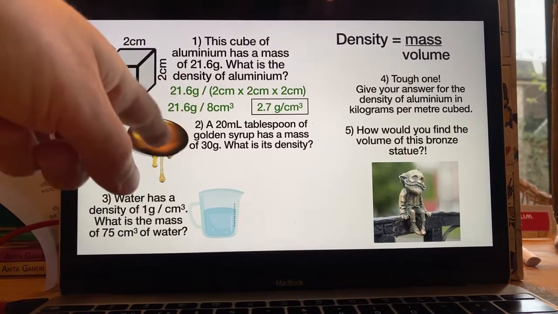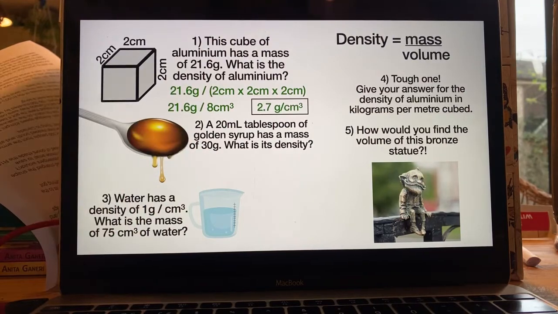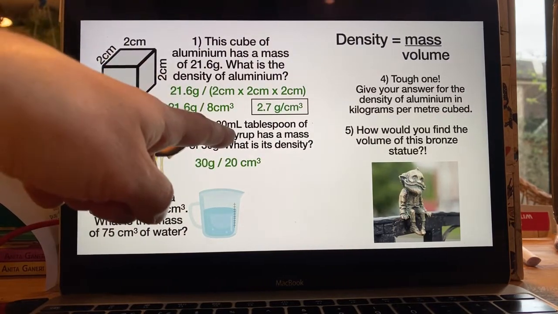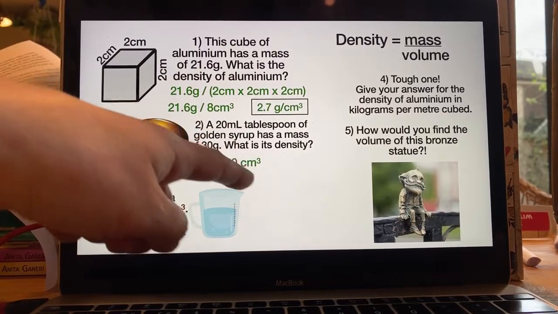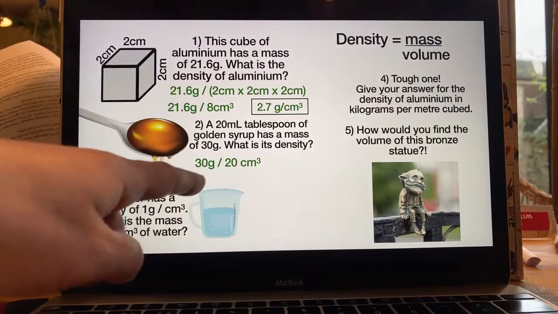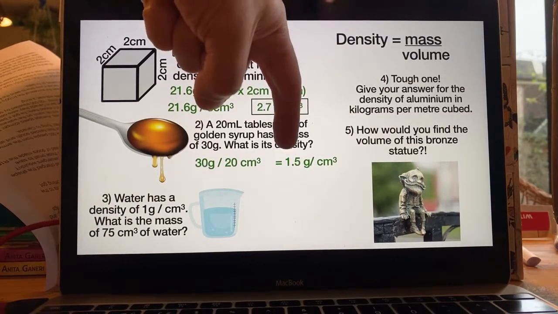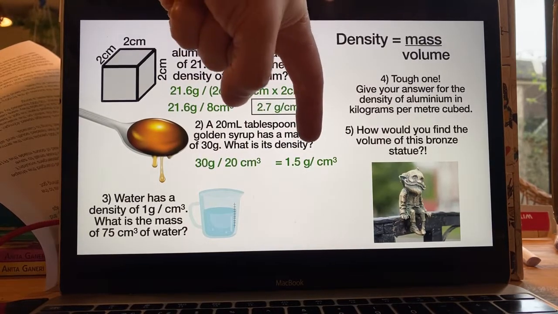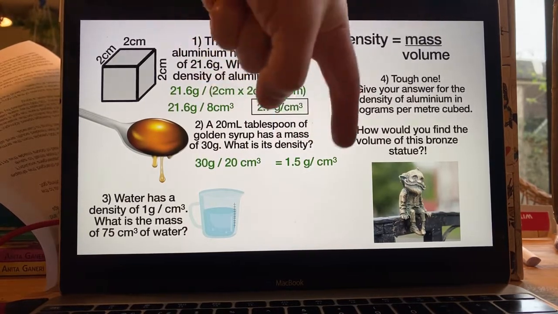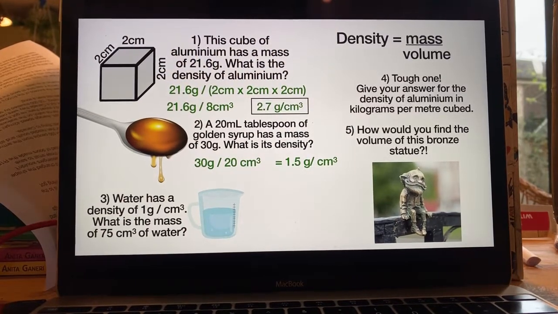A 20 millilitre tablespoon of golden syrup has a mass of 30 grams. What is its density? Did you remember that millilitres is the same as cubic centimetres, so you might want to have converted it, but you didn't have to. So 30 grams divided by 20 cubic centimetres is 1.5 grams per centimetre cubed. Or you could have put grams per millilitre, that would be fine, as long as you'd written it the same on both sides.